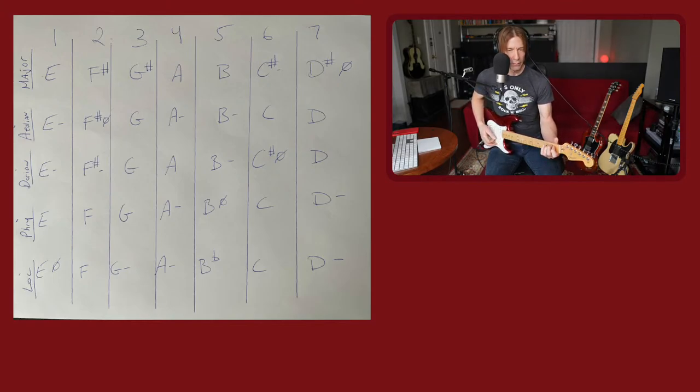It's a Phrygian. So, 1, 2, 3, 4, 5 is a B half diminished, which would go into a C. Okay. But if we did the same type of progression where we hit the 1, 6, 4, 5, we could hit an E major, play a C, the G, A minor, B half diminished, B major.